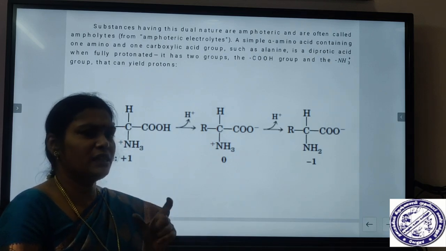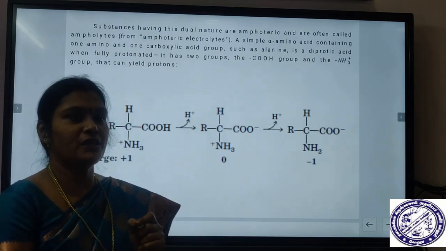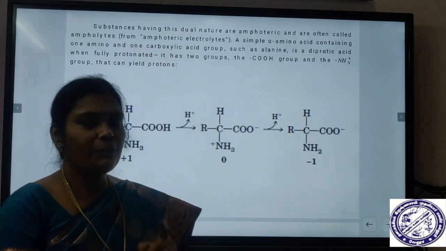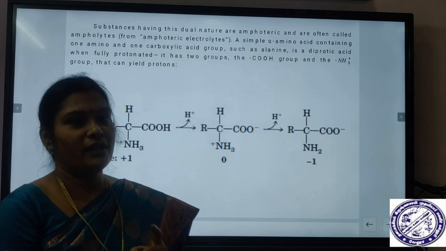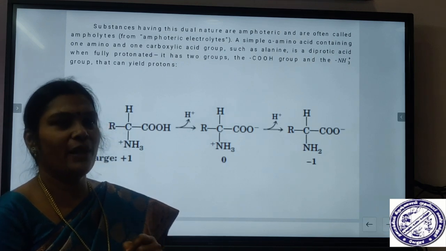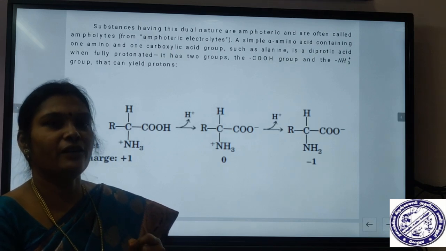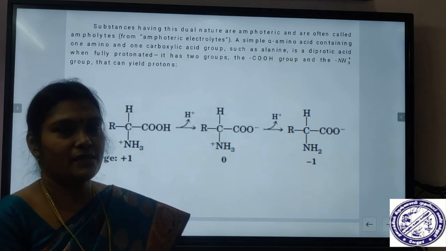So under the influence of an electric field, the anion will move towards the anode. But when you adjust the pH to one particular pH, the amino acid will not move either towards the anode or towards the cathode. That particular pH is called the isoelectric point, and this is very important for the separation of amino acids, and this will differ for different amino acids. Thank you.